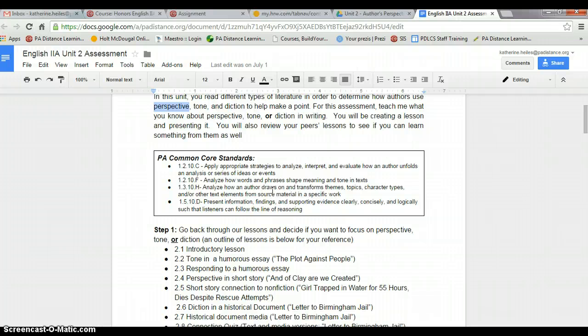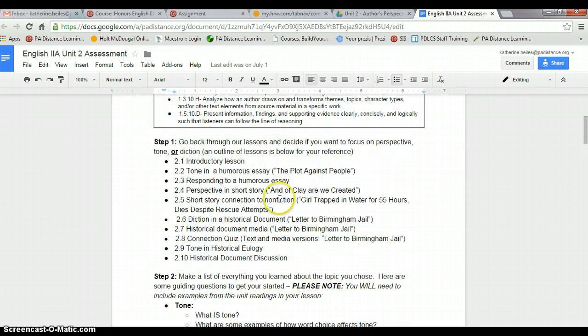And the reason I'm having you create a lesson is because the best way to show that you understand something is to be able to teach it to somebody else. So if we look at step 1, the first thing that you need to do is to go back through the lessons to focus on perspective, tone, or diction. You can pick one term that you want to focus on.